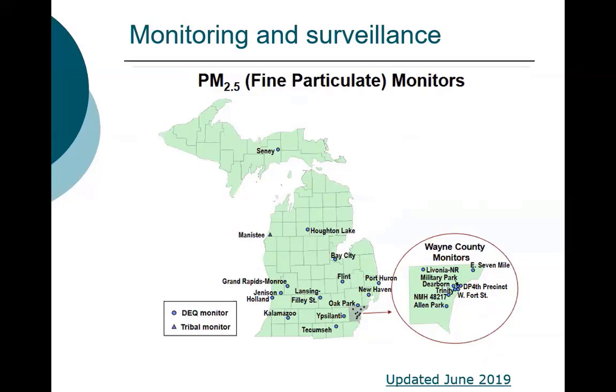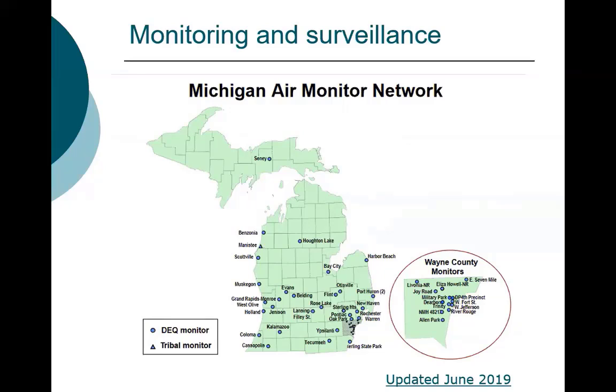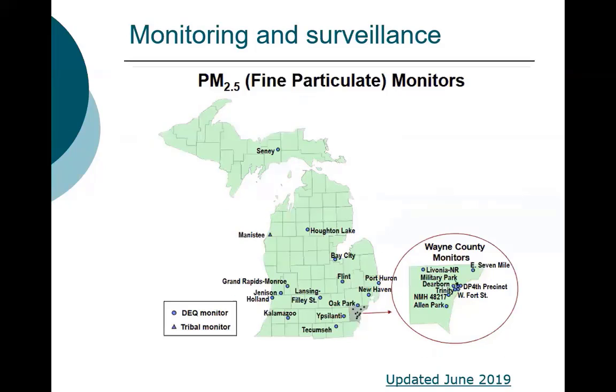Not all sites measure all analytes. For instance, these are the sites that measure PM 2.5. And if we go back here, there are a few like Beckling, Evans, that are on this one. They may be measuring ozone, but in this case they're not measuring PM 2.5. These are the only sites that measure PM 2.5.